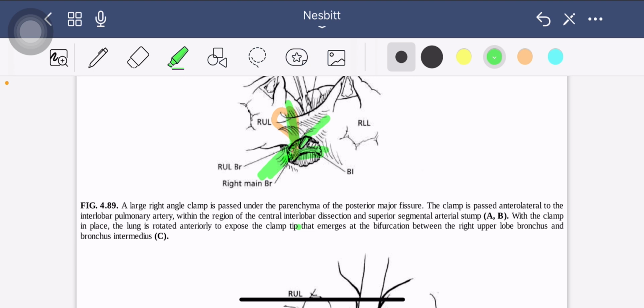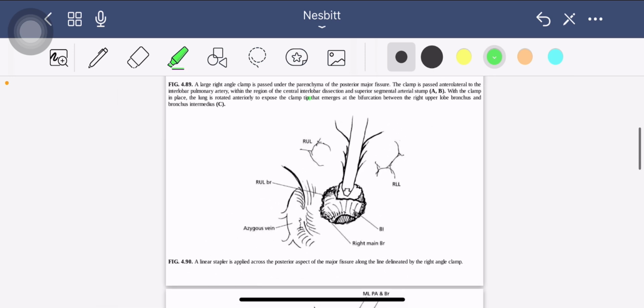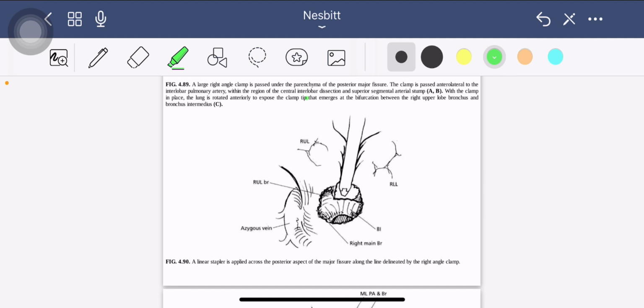A right angle clamp is passed under the parenchyma of the posterior fissure, the major fissure, and the clamp is passed anterolateral to the interlobar pulmonary artery within the region of the central interlobar dissection and superior segment arterial stump. With the clamp in place, the lung is rotated anteriorly to expose the clamp tip that emerges at the bifurcation between the right upper lobe bronchus and the bronchus intermedius.